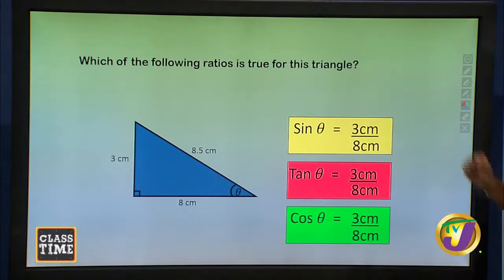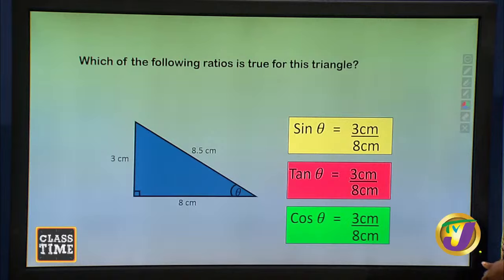So this first one is out. That means we can't use sine for this. So that one is not true. So tan theta. With tan, we're comparing the opposite and the adjacent side. So if my angle is theta, the opposite side is 3 centimeters. And I realize that all of these have 3 centimeters at the top in the numerator. So it works.